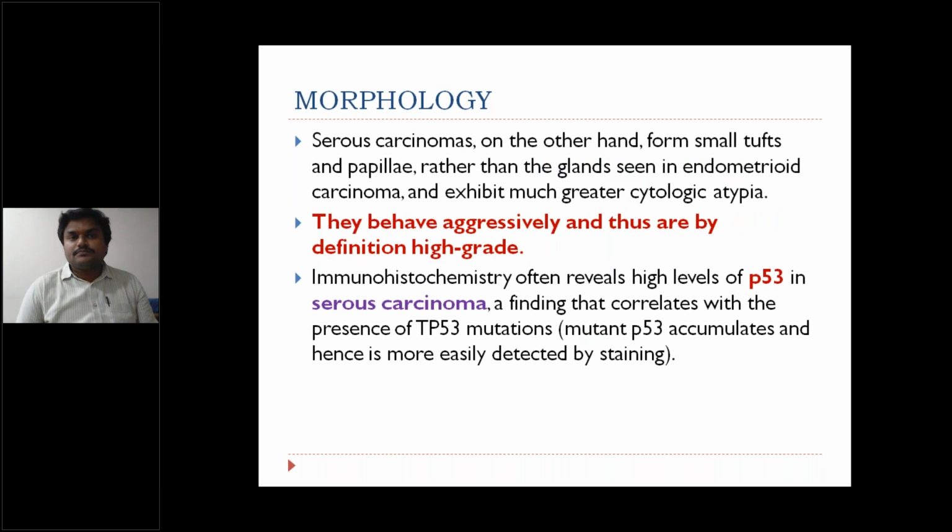Next, serous carcinomas form small tufts and papillae rather than the glands seen in endometrial carcinoma, and they exhibit much greater cytologic atypia. They behave aggressively, and thus by definition they are called high-grade carcinomas. IHC reveals high levels of P53 in serous carcinoma, a finding that correlates with the presence of P53 mutation. This we discussed already.